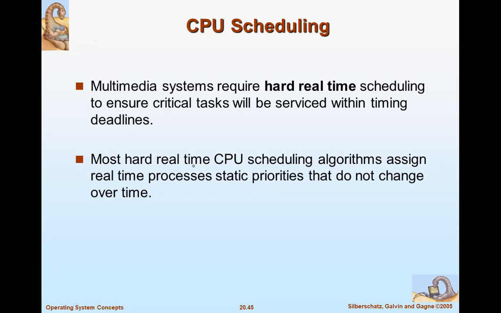Most hard real-time CPU scheduling algorithms assign real-time processes static priority that doesn't change over time. As we discussed, there is static and dynamic priority. The dynamic priority actually changes with time.